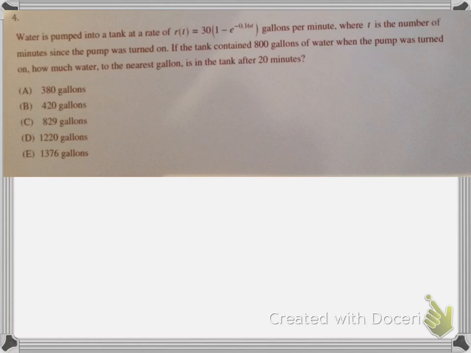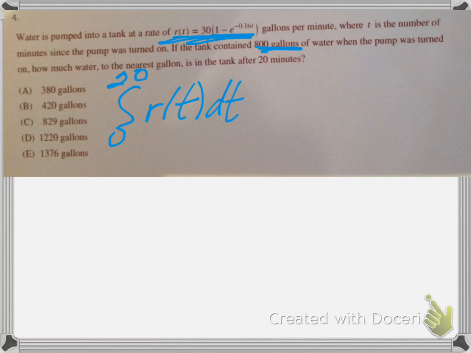Okay, so this is number 4, and I'm hoping that these problems are starting to look a little familiar to you. I mean, you shouldn't feel comfortable by any means at this point, but you should just be starting to say, oh, wait a minute, I think I did something like that. Okay, so the water is being pumped into a tank at a rate of this, and when it was first turned on, there was 800, so don't forget we have to add 800 to whatever we're going to get. And how much is in the tank after 20 minutes? So we're going to use the integral from 0 to 20 of r of t, and we're going to solve that, and then we have to add 800 to that.